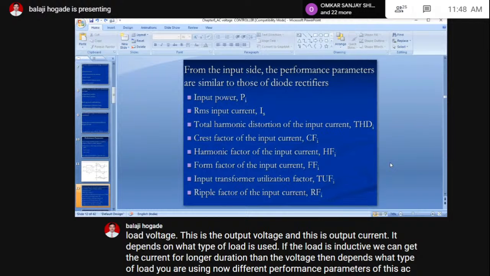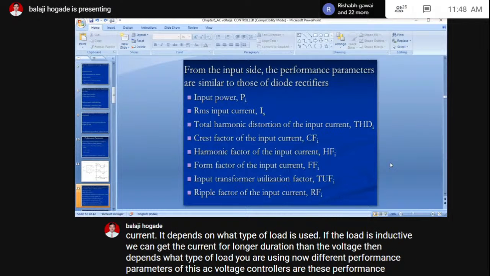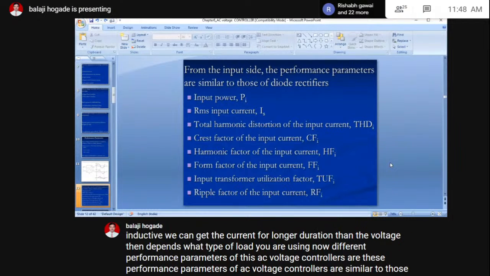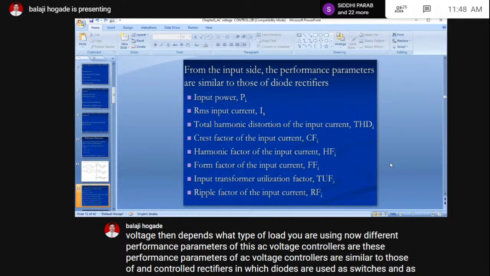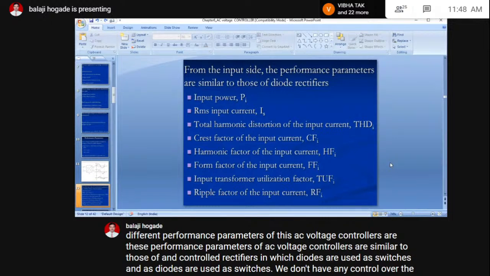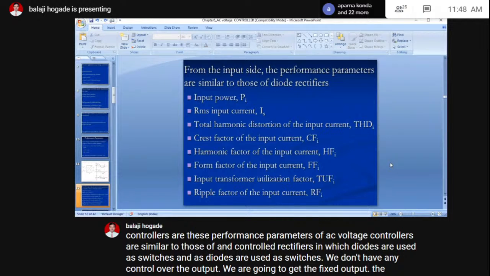these performance parameters of AC voltage controllers are similar to those of diode rectifiers. Diode rectifiers means uncontrolled rectifiers in which diodes are used as switches, and as diodes are used as switches, we don't have any control over the output. We are going to get the fixed output. So the performance parameters of voltage controllers are similar to the uncontrolled rectifiers.